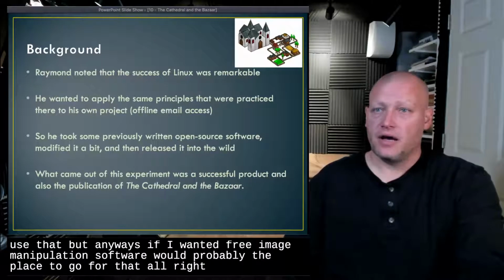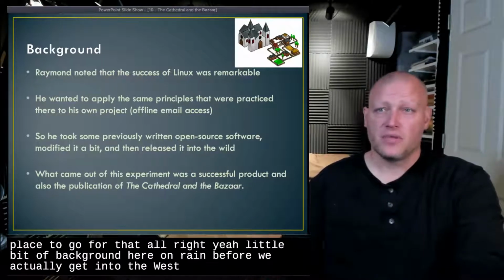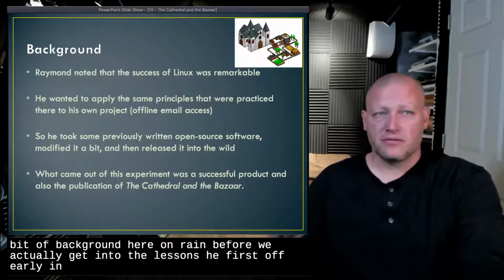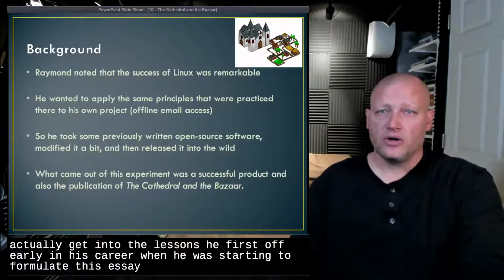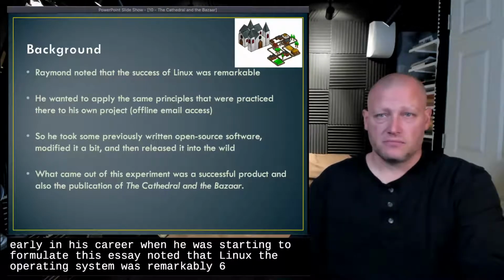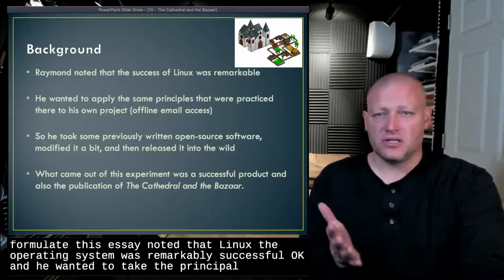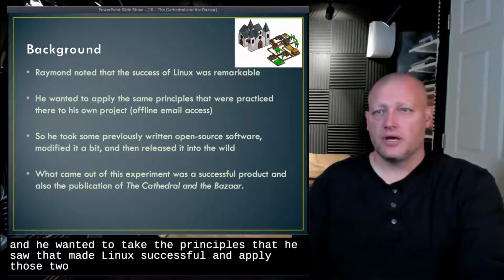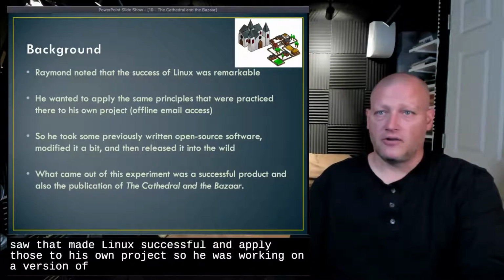All right. A little bit of background here on Raymond before we actually get into the lessons. First off, early in his career, when he was starting to formulate this essay, he noted that Linux, the operating system, was remarkably successful. And he wanted to take the principles that he saw that made Linux successful and apply those to his own project. So he was working on a version of offline email access.